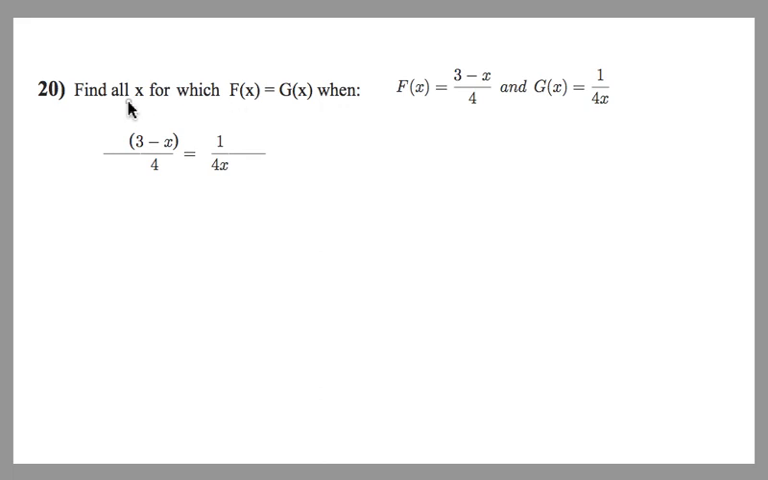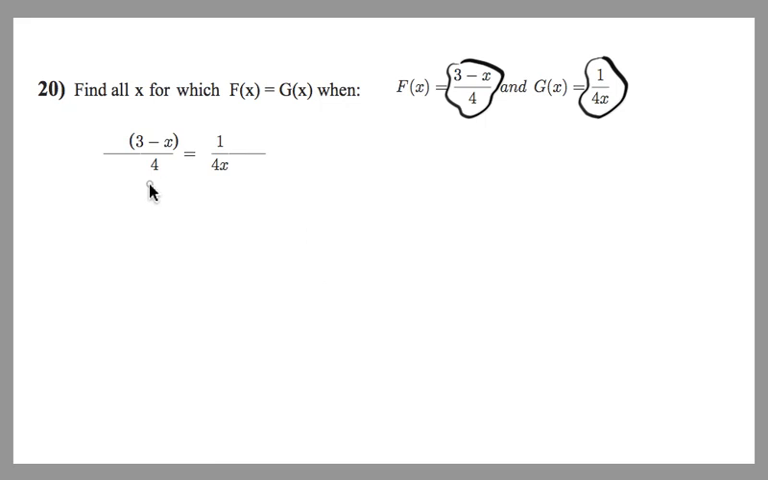Now this problem says find all x for which f of x is equal to g of x. Well, f of x is this, and g of x is this, and we want to know when they're equal. So that's all I did, I set them equal to each other down here. Now, as per that earlier video I mentioned, I gave myself space to work by creating these long fraction bars, and I parenthesized any binomials. So the 3 minus x becomes a quantity, and you'll see why I did that very shortly.